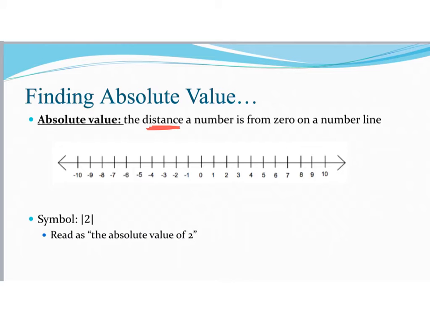Now what I wrote down here says the symbol is going to be two vertical bars, and then typically you'll have a letter or a number inside of it. So you can see right here, this is read as the absolute value of 2. I could do the absolute value of 5. You could say the absolute value of negative 3. You might see the absolute value of x. Anytime you see these two vertical bars, it is read as the absolute value of whatever is inside.